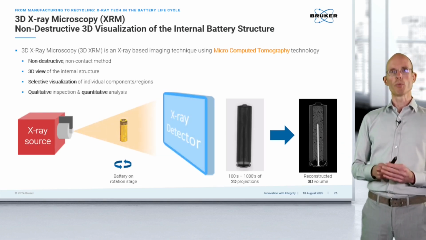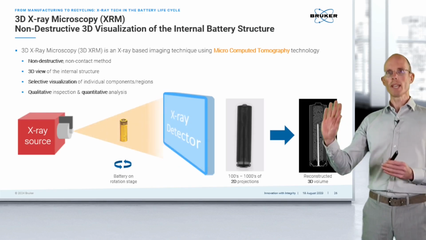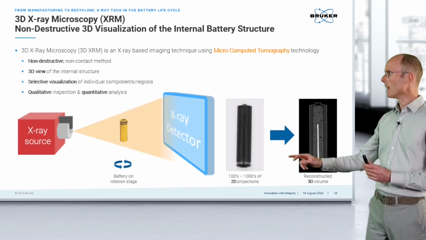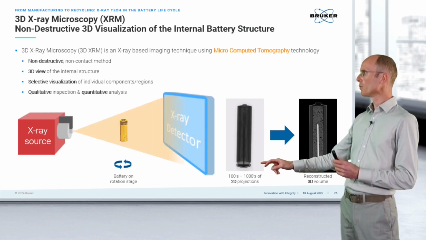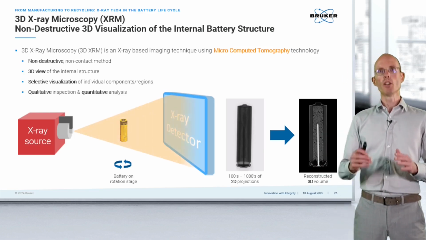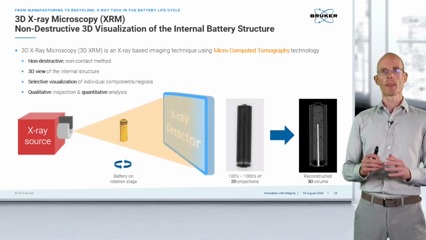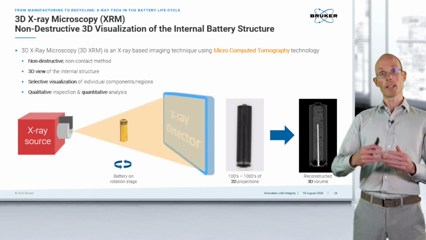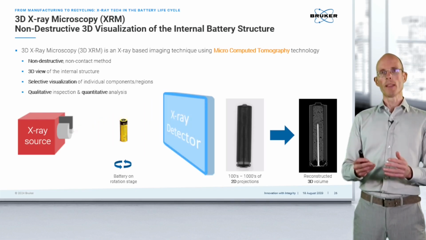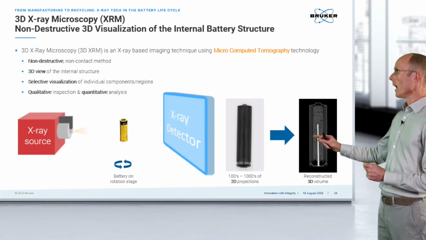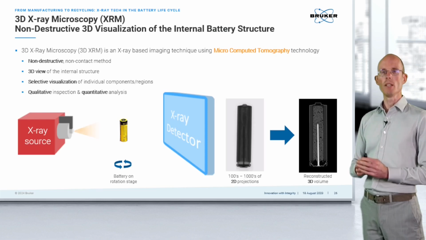And to that purpose, we are actually rotating the object over 360 degrees and collecting hundreds to thousands of 2D projection images that are then mathematically reconstructed together. And because X-rays passing through an object are attenuated selectively, we actually are mapping here the local attenuation coefficient in the object.